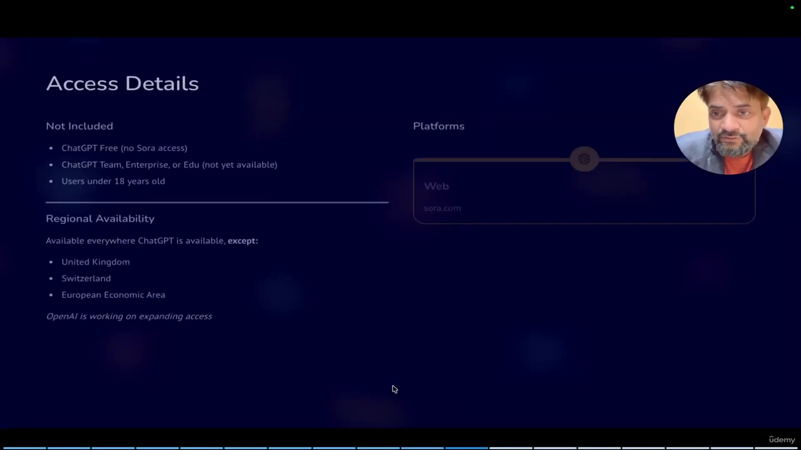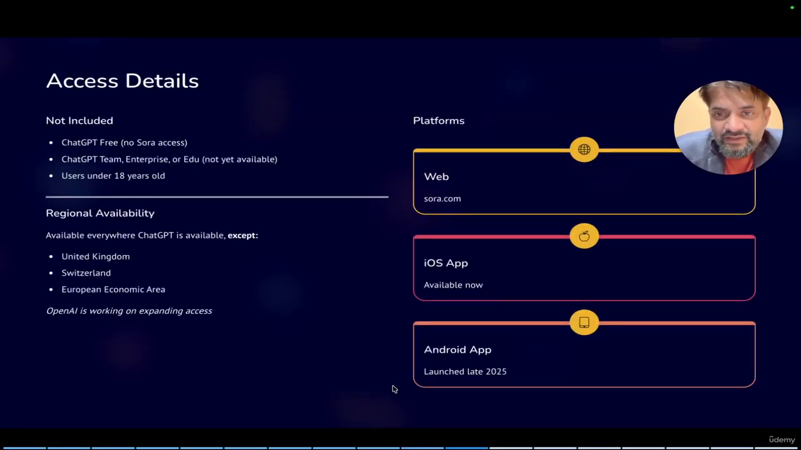And what is not included? ChatGPT Free: no Sora access. ChatGPT Team, Enterprise or Edu: not yet available. Users under 18 years old. Regional availability: well, Sora is available everywhere ChatGPT is available, except the UK, Switzerland, and the European Economic Area. OpenAI is working on expanding access. Platforms: web at Sora.com, iOS app, and Android app.